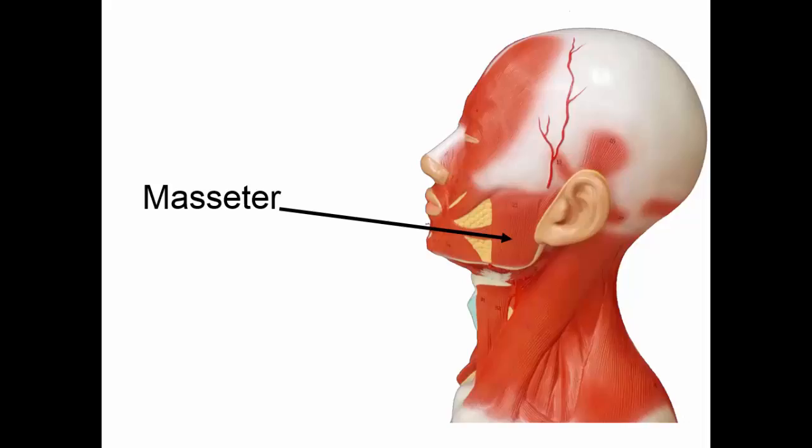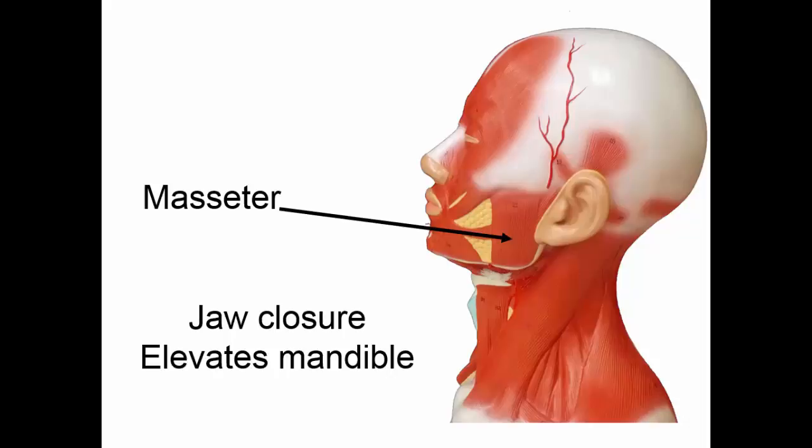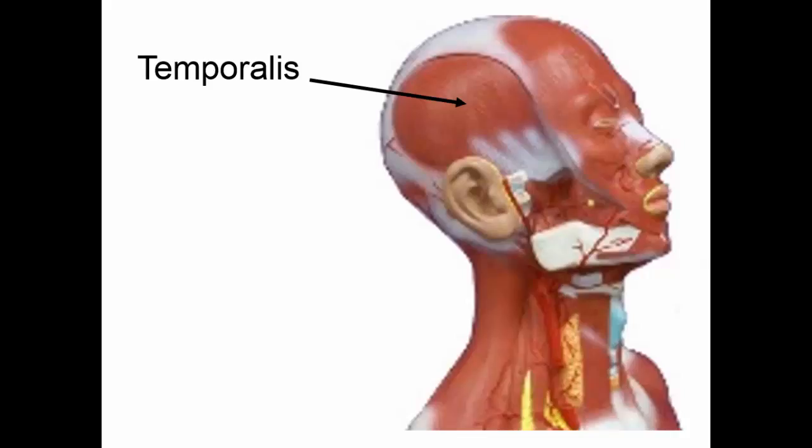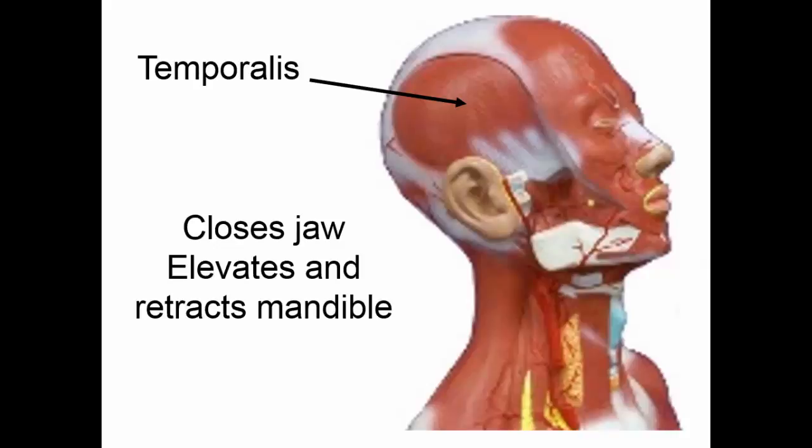The large muscle that is part of the cheek is the masseter. This assists with jaw closure and helps elevate the mandible. And then higher up on the head we have the temporalis. This is attached to the temporal bone. It extends down to the mandible, so it's involved in closing the jaw, and it elevates and retracts the mandible.